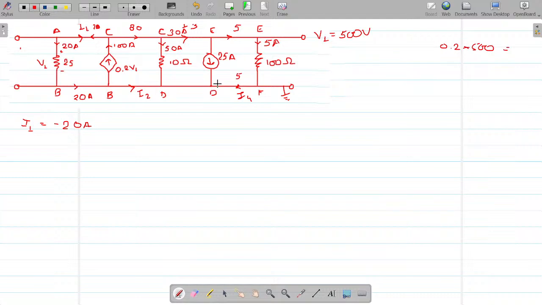At this point, 25 plus 5, this is what? 30. At this point, if you come, 50 is coming here, 30 is coming here. So this should be what? 80. Right? So can you calculate the currents for yourself now? I2 was given in this direction. It is found that from D to B, the current is 80 amperes, but you were asked the current from B to D. So it should be minus 80 amperes.